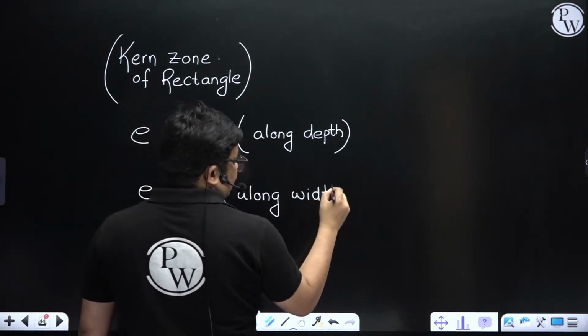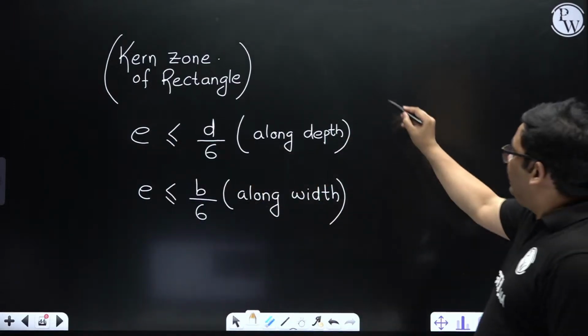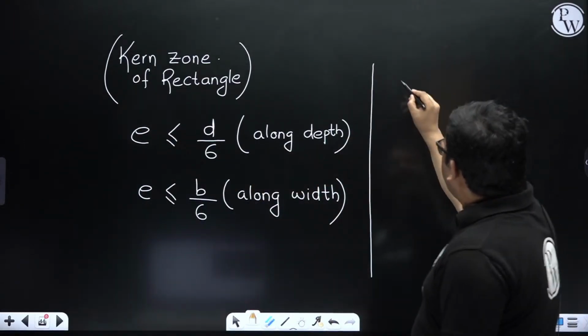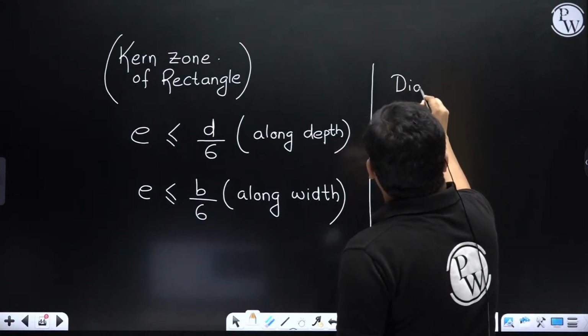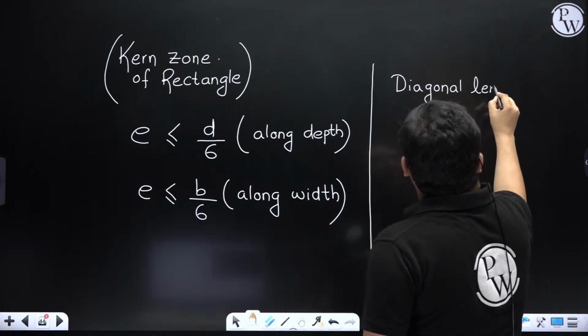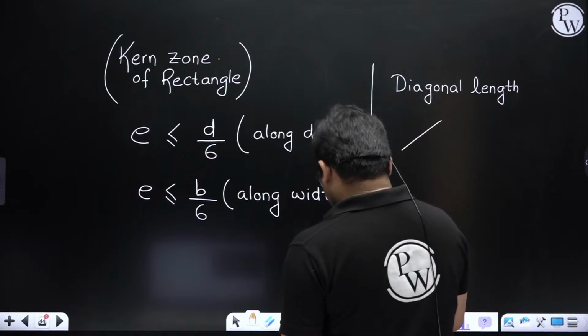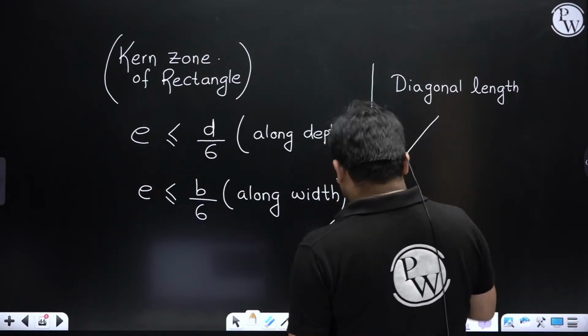And then this is the thing. But if I consider the diagonal length, the kern zone is like this, and we can call it a parallelogram also.